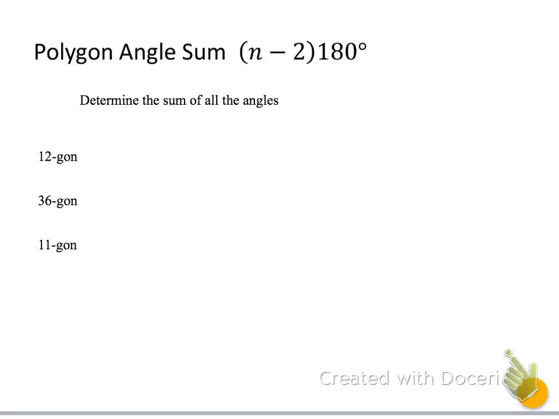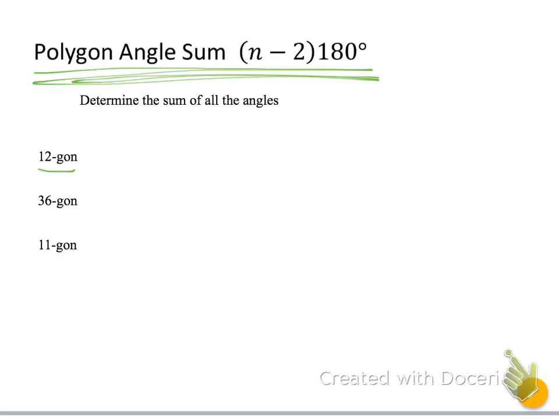Polygon angle sum. Make sure you write this down. We're determining the sum of all the angles. If I added all of these angles together, it should be this many degrees in whatever type of figure we're doing. A 12-gon means it's going to have 12 different sides. I want to know how many degrees total is in a 12-gon. With triangles, they should equal 180. Now it's going to be a little different.